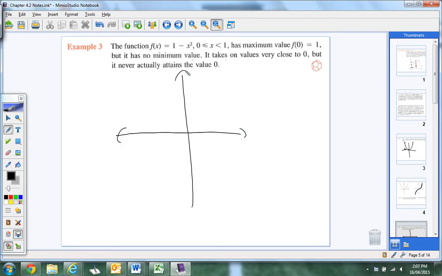Let's look here. 1 minus x squared starts right here, and then it's a minus x squared, so it's a downward parabola, right? But I only want it between 0 and 1, so between here and here, but not including that spot there. So all this picture is going to look like is this: solid dot, open dot. That's 1 minus x squared between 0 and 1, 1 not included. Does that make sense?